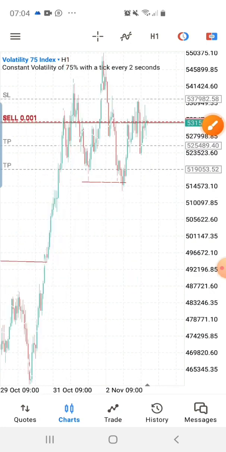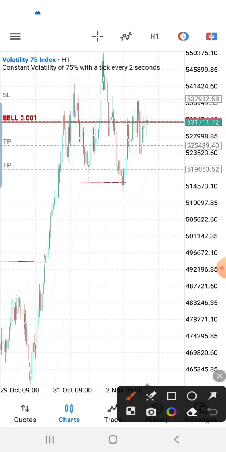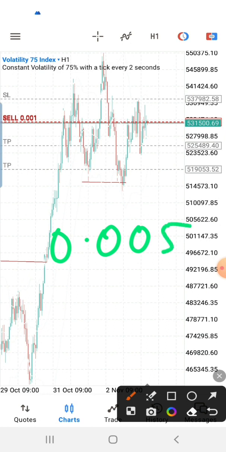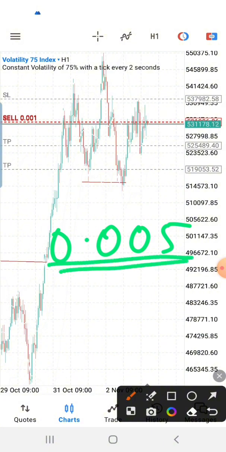Now if you want to risk, let's say this is VS 75, you know it's highly volatile. So let's say you want to risk 0.005. That's the lot size you want to use on this trade. Now instead of you just using this 0.005, what I want you to do is divide it into two.